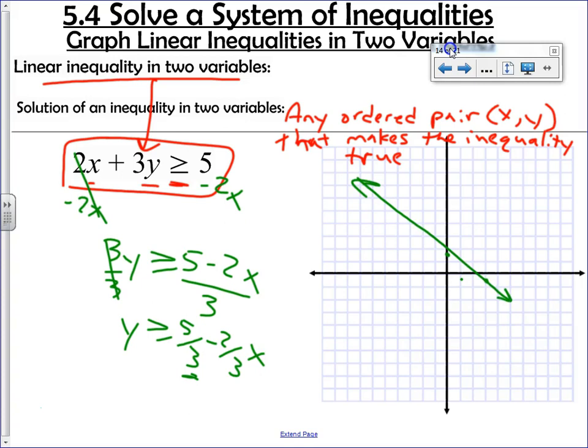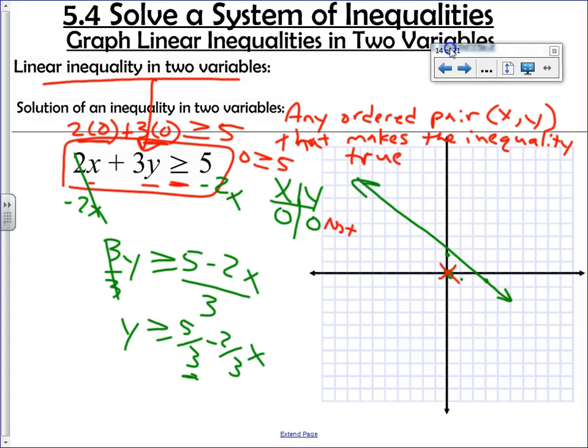Well, let's just try a point. Let's just try 0, 0. Is 0, 0 a solution? If I put 0 into my equation, 2 times 0 plus 3 times 0, it needs to be greater or equal to 5. Well, 0 plus 0 is 0. And is 0 greater or equal to 5? No. So this is not a solution, so we can put an x here. So that's not a solution.